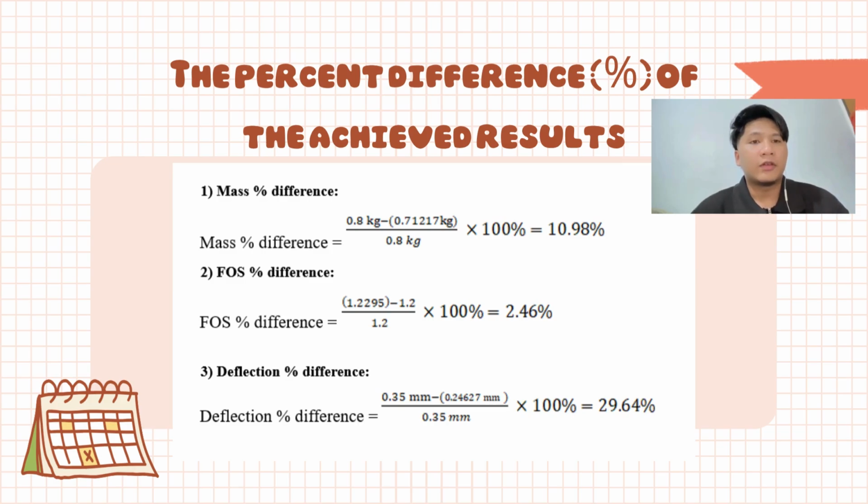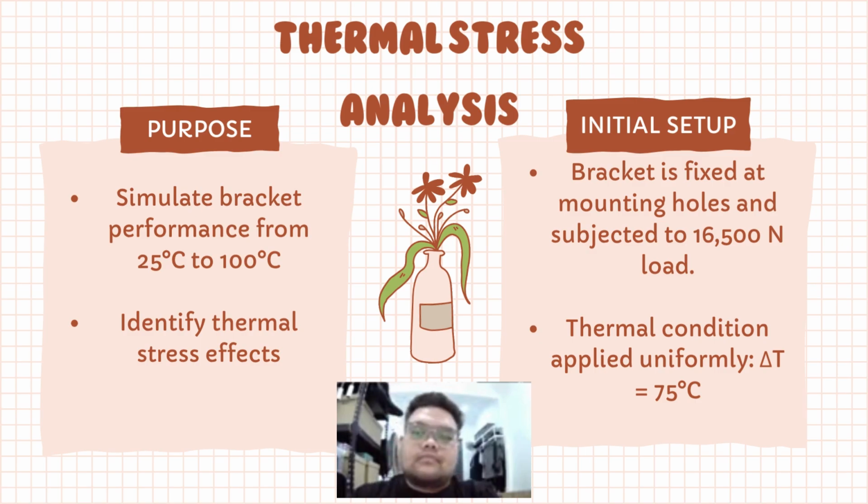For the achieved results from design 1, we need to compare the percentage with the targeted value. As you can see, the mass percentage difference between design 1 and the targeted value is 10.68%. Secondly, the FOS difference is 2.46%, and the deflection percentage is 29.64%.